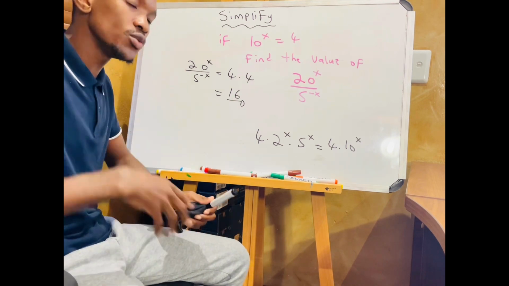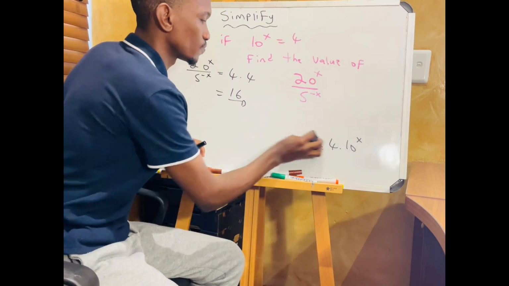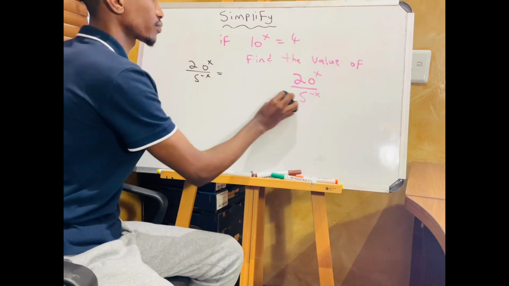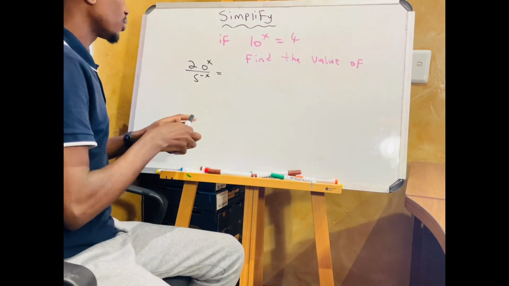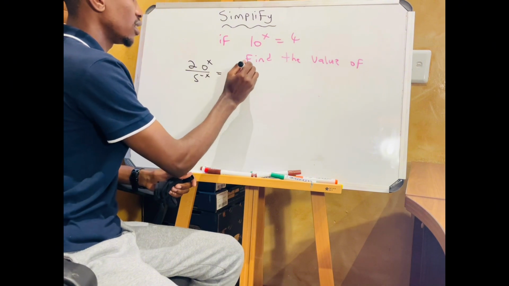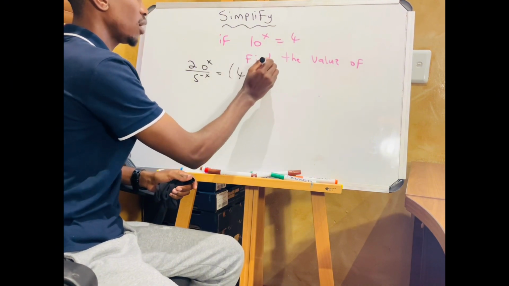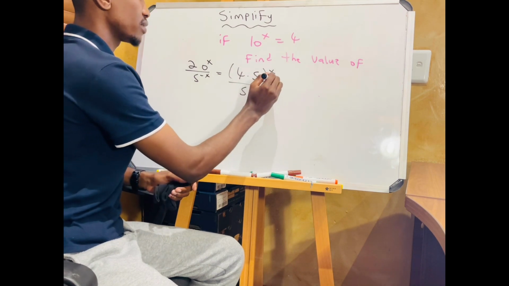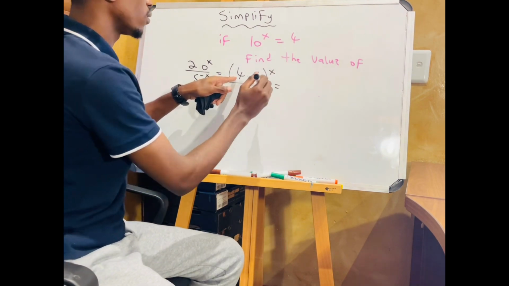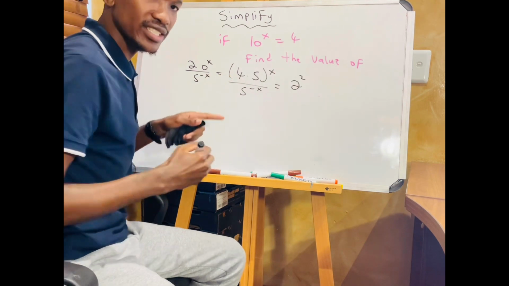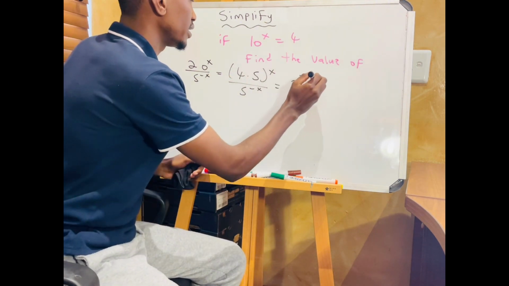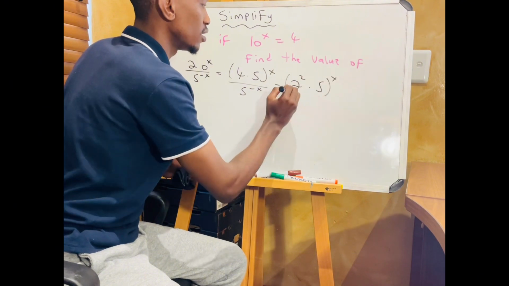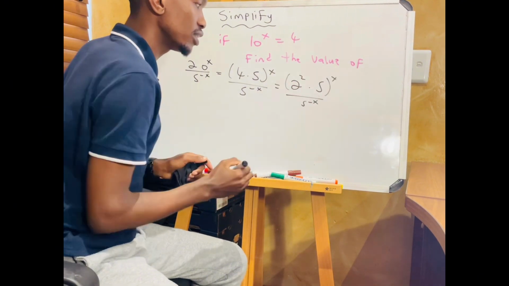Okay, another way we can do it is this one. Don't stress. So now let's just say we can say 4 times 5 all to the power x all divided by 5 to the power minus x. This is the same as what? 4 is the same as 2 squared when you write it in simplest form. Okay, and then times 5 all to the power x.